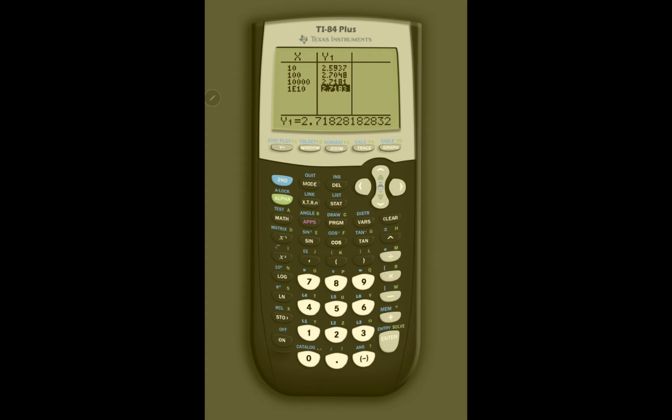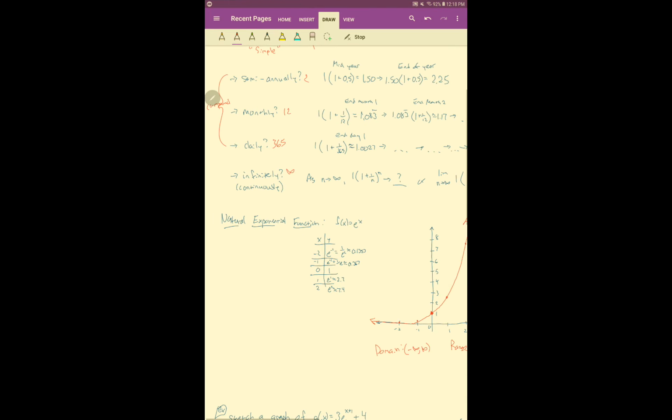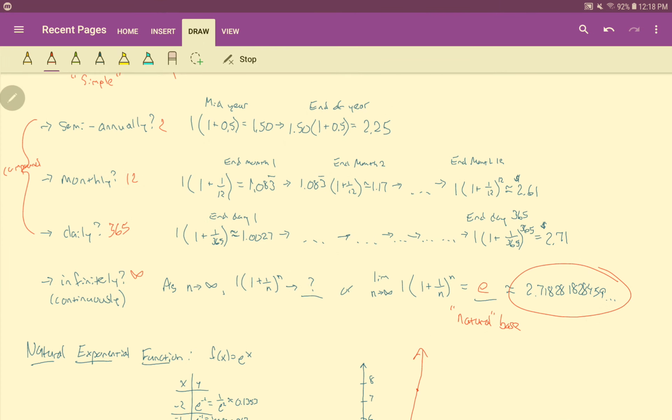Here you can see it's very close, 2.7182818283. I think it's supposed to be a 4 instead of a 3 there. So you get the idea. It does approach that e value. And again, that's the best we can do with what we know right now.